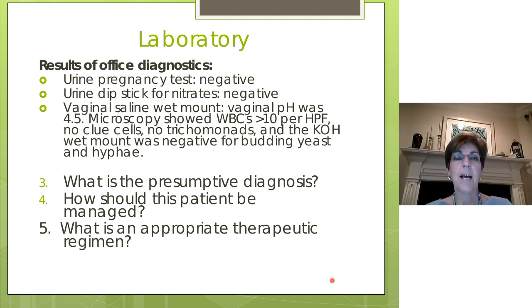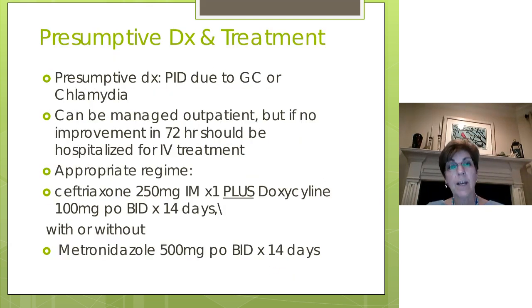You don't have the rest of the lab results back. Okay, PID. So we've ruled out pregnancy and probably ruled out UTI or trich or BV. And so we're thinking PID.